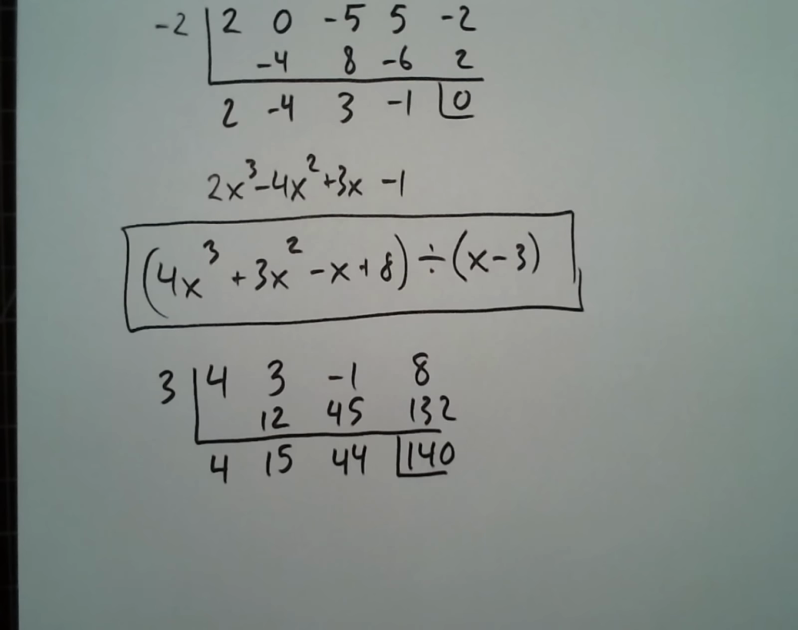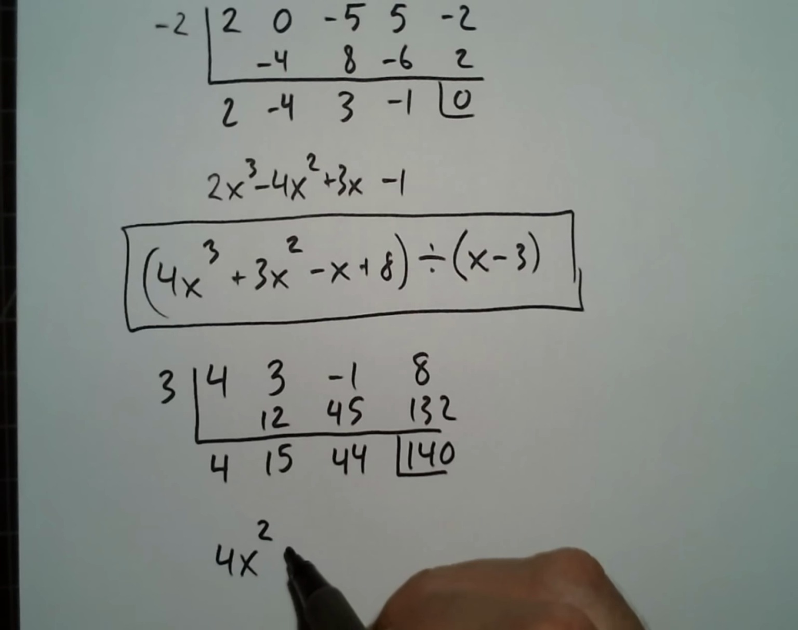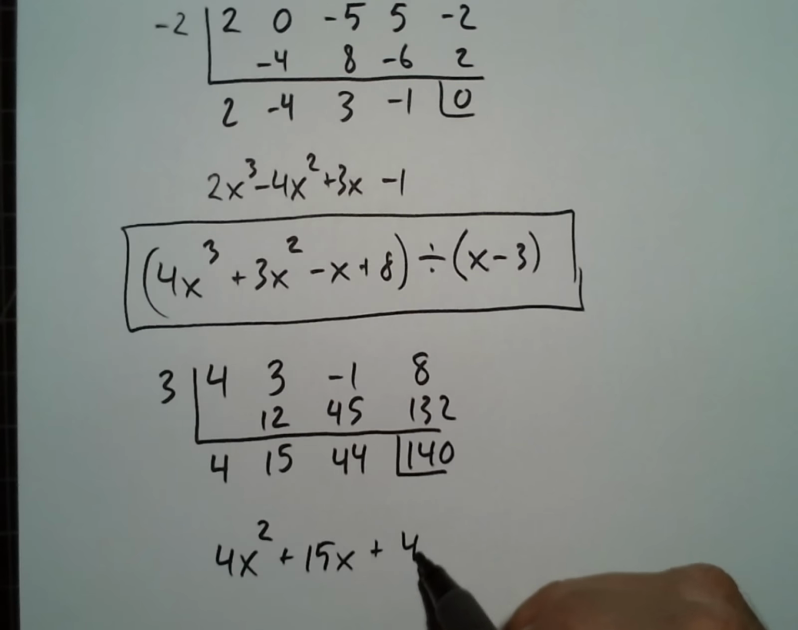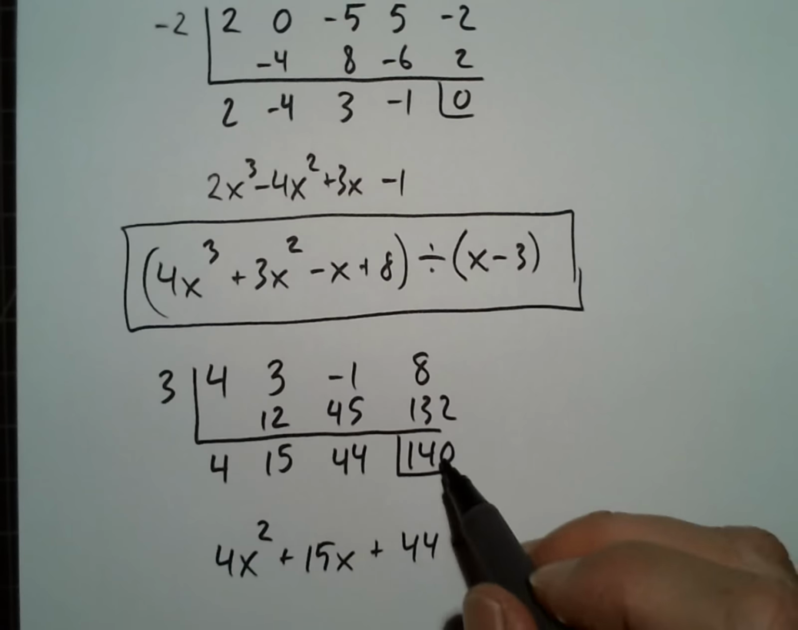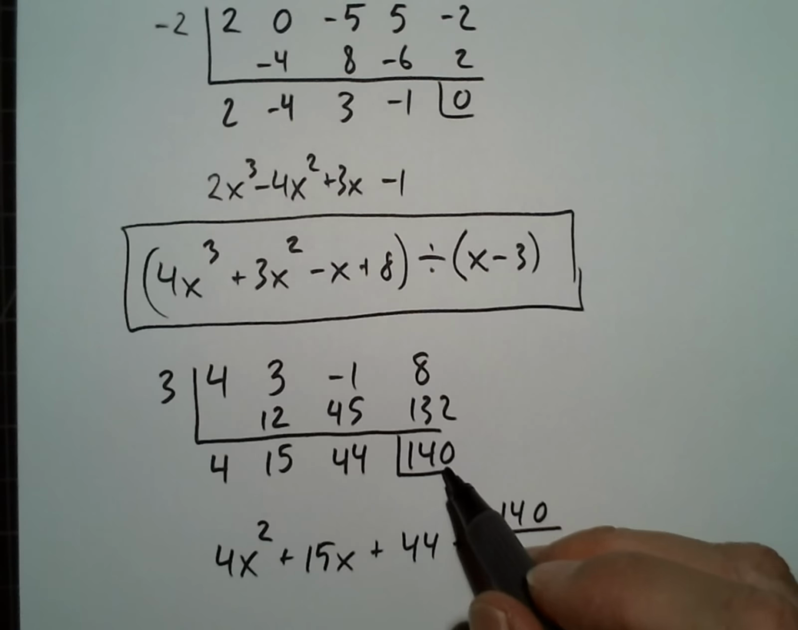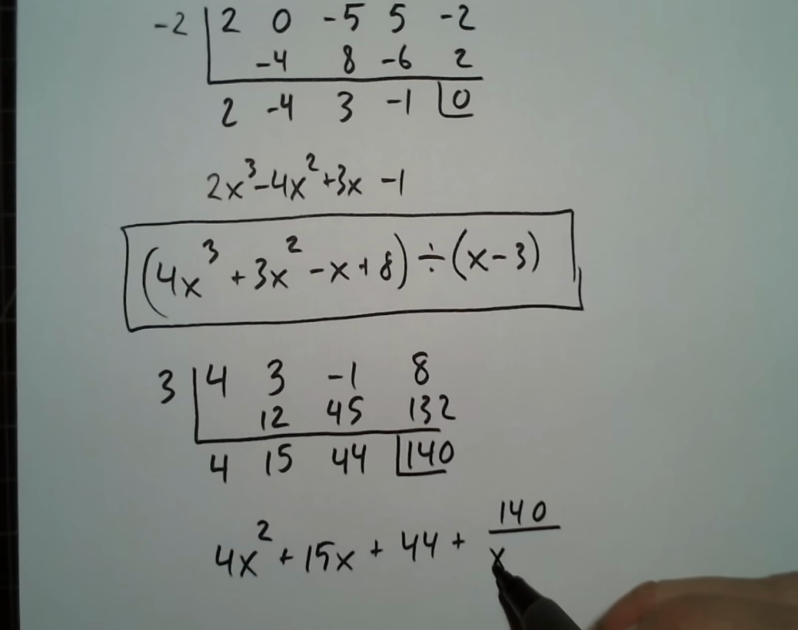Here we have a remainder, so we can write the quotient as 4x squared plus 15x plus 44 plus the remainder, just like we saw with long division, the remainder over the divisor.